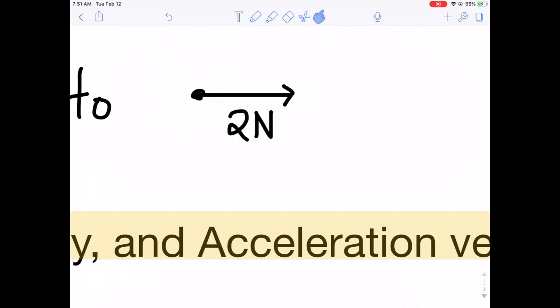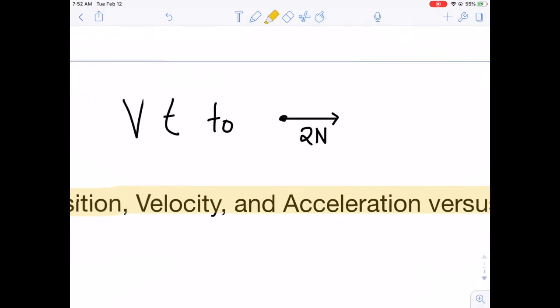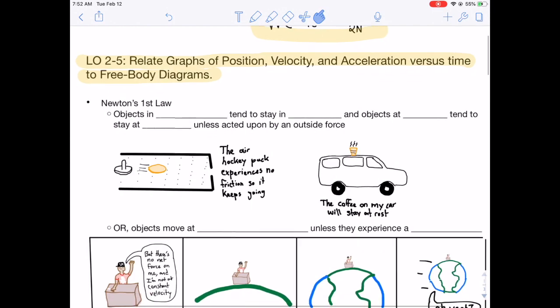Remember, these show us all the forces, I'll make a little dot, acting on an object. Maybe this object experiences a force to the right of 2 newtons, and you're going to think about what that object's velocity versus time graph would look like. So you're going to be relating those two things.